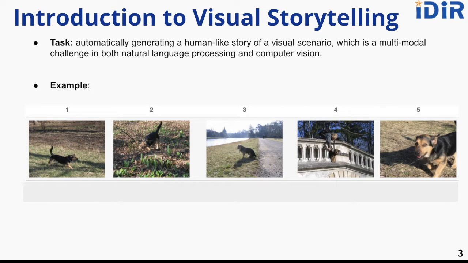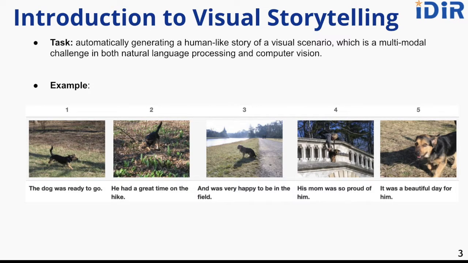Our goal is to build a model that can automatically generate a human-like story based on a visual scenario, in our case, images. This is a multi-modal challenge in both natural language processing and computer vision. Here is an example. Our goal is to take a sequence of images as input and output the corresponding text, giving a whole story.